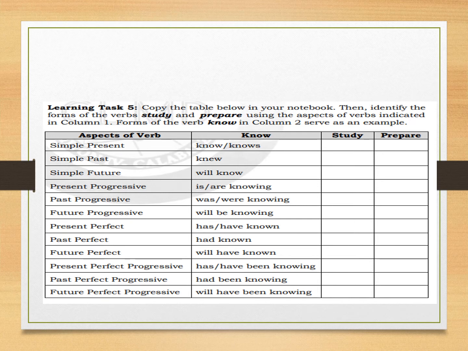Let's move on now to learning task 5. Copy the table below in your notebook. Then, identify the forms of the verbs, study and prepare, using the aspects of verbs indicated in column 1. Forms of the verb are given in column 2, with a verb as an example.